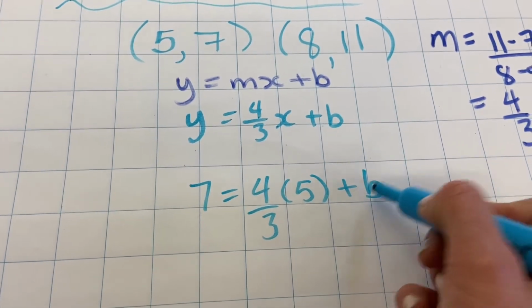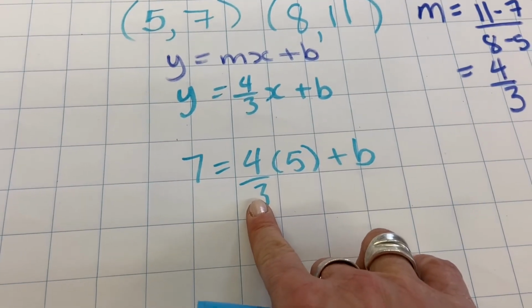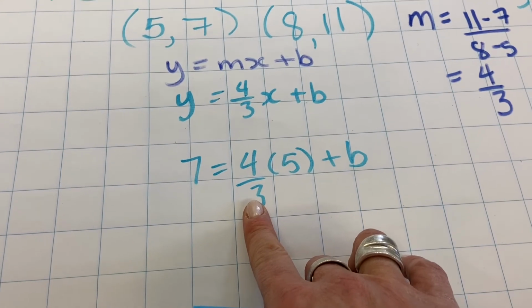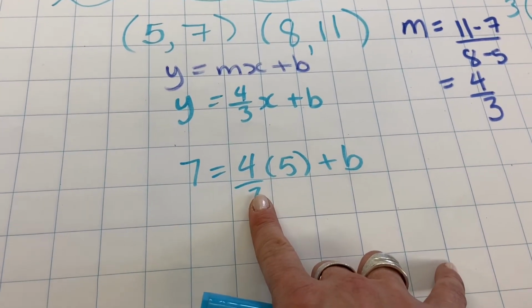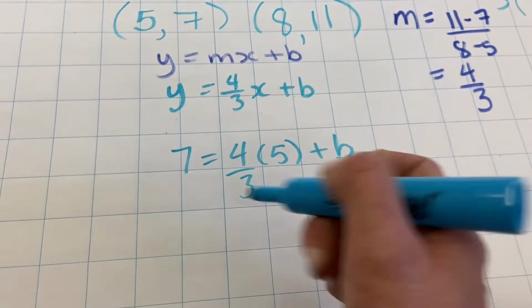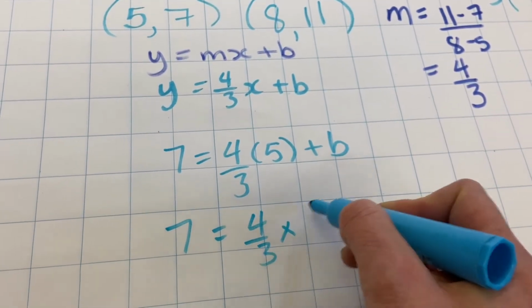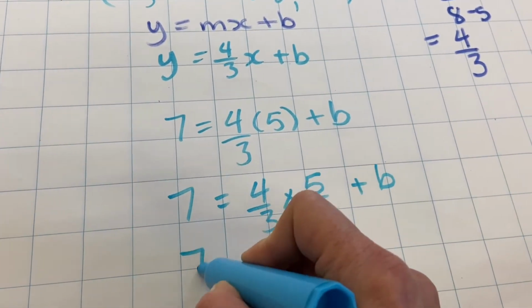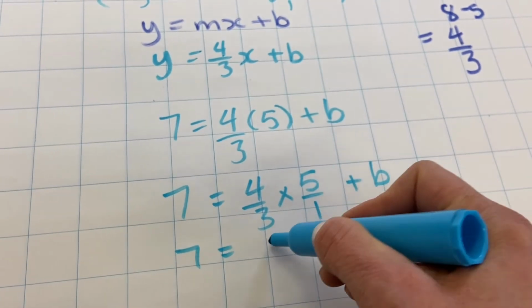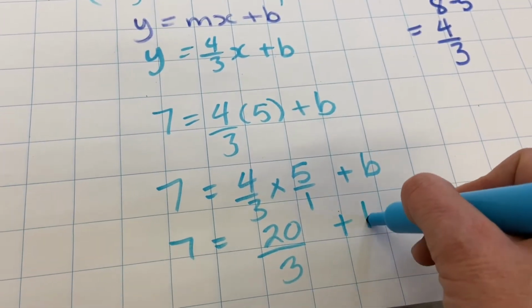Now, this time, if I go 4 times 5 divided by 3, that does not get rid of the fraction. 4 times 5 is 20, and 20 divided by 3 does not give you a nice number. So here you have to keep your fractions. So I have 4 over 3 times 5 over 1 plus b. 7 is equal to 4 times 5 is 20, 3 times 1 is 3, plus b.